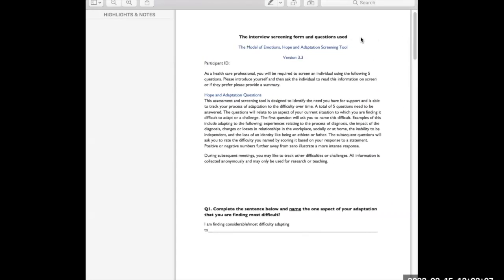Yeah, I'm a student physio, and we're just going to go through this screening tool if that's all right with you. Okay, that's fine. Yeah, so what's going to happen is there's about 5 questions, and essentially most of them are just using a ranking scale for you to respond. So the first question is, can you read it as well? So just name the one aspect of your adaptation that you're finding most difficult. So what is your sort of difficulty? If you could verbally respond.